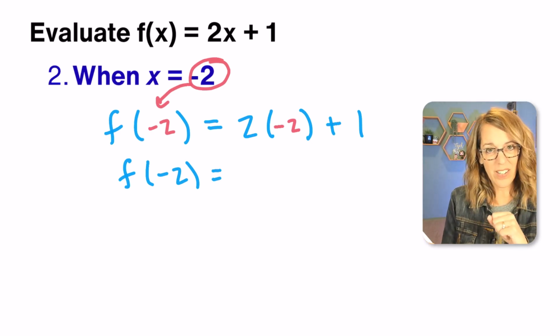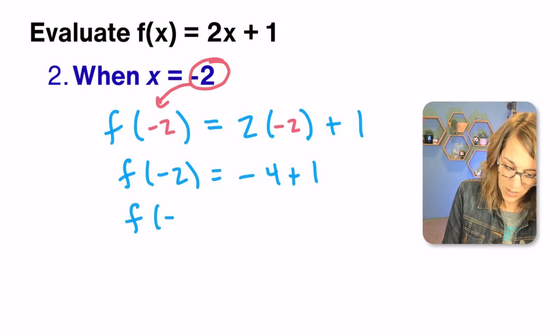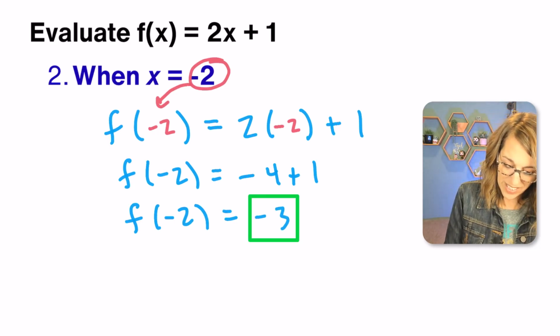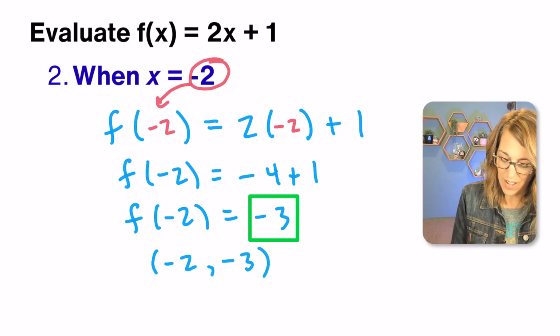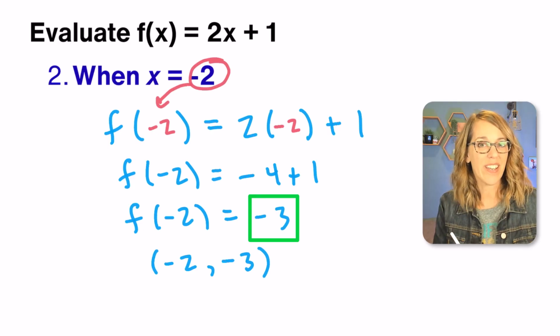On the right-hand side, I've got to do 2 times -2. That's going to be a -4 plus a 1. So when I put a -2 into my function, I get -4 plus 1. I get a -3 out. Or I can say that I end up with this pair: -2 is paired with the output of -3. Let's take a look at a different kind of function next.